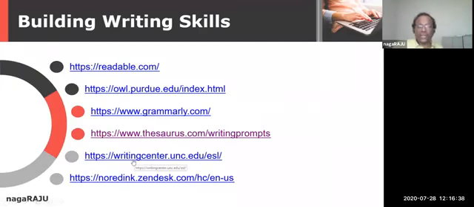I suggest Writing Center also is a good website. Edu stands for the education related websites like .com, .org. Edu always relates to education. And readable.com, though the name is readable, there are lots of writing skills here. Purdue, as I told you, is a university. Shall we see Grammarly, or maybe we'll see that when we come to grammar. Okay, Writing Center, take a quick look at it and go.